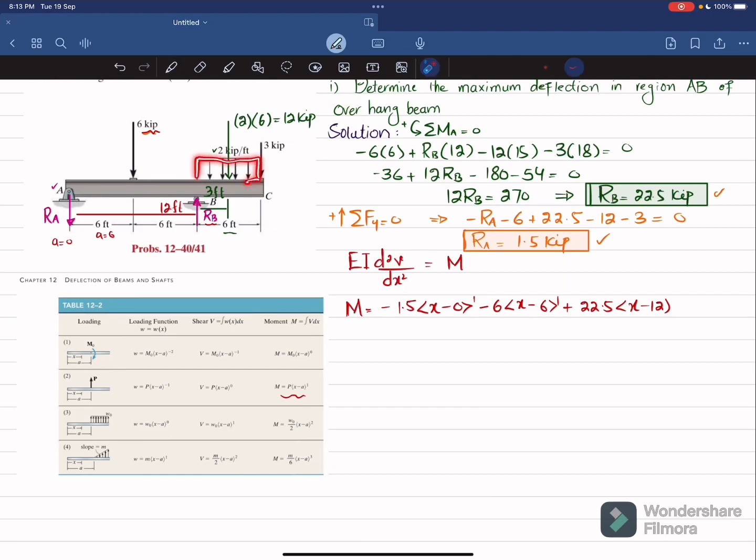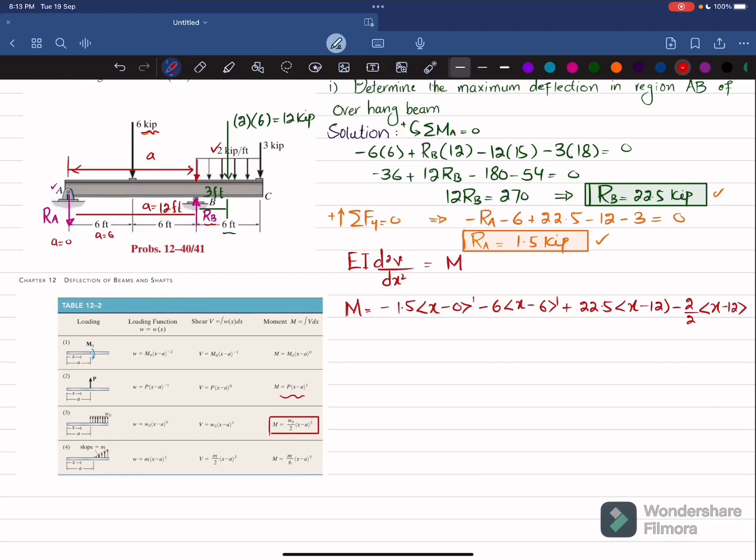You can see over here. Now we will choose this case. So this load is acting upward, so the moment equation is this one. Here this load is downward, so we will take it as negative. So minus, this function tells us W0 over 2. So W0 is 2, so 2 over 2 into X minus A, where for this load A is 12 because this is starting from this point. So this distance is A, X minus 12 power 2, because this is a square. So this is the moment equation.